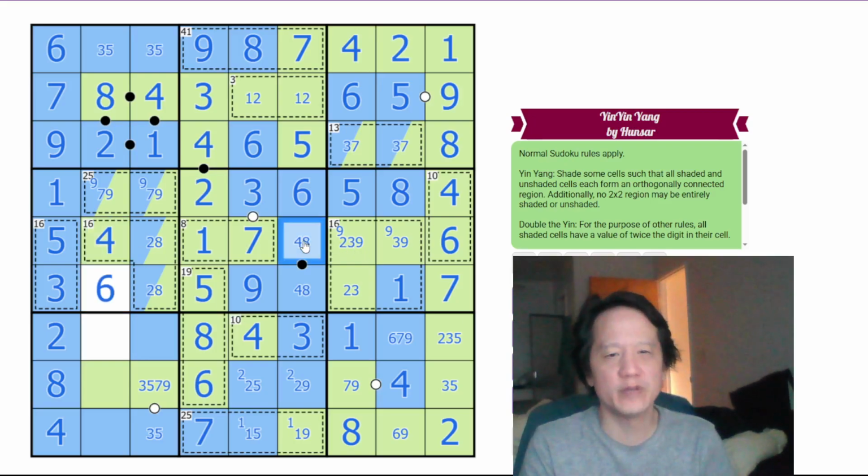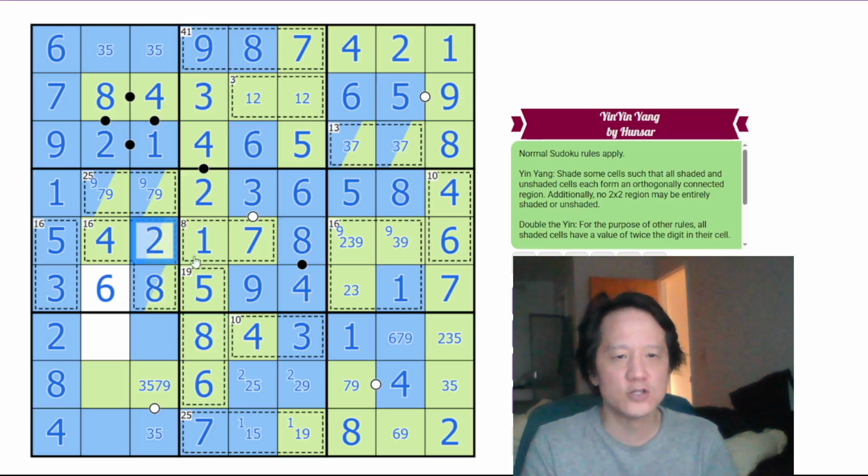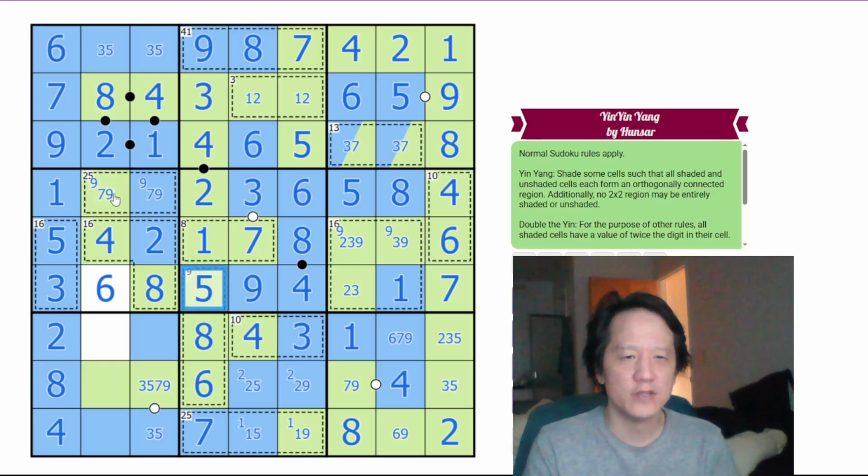This 4 eliminates 4 here, so this is 8, which makes this 4. 8 eliminates 8 here, so that's 2, and this is 8. The 2 has to be doubled, so this is the blue. This is not blue. This blue has to go out somewhere, so this has to be blue, which makes this green. This green has to go out somewhere, so it has to go out here, and then here.